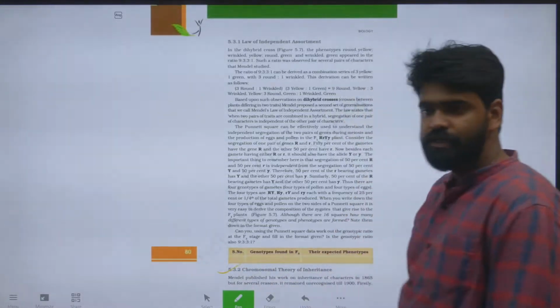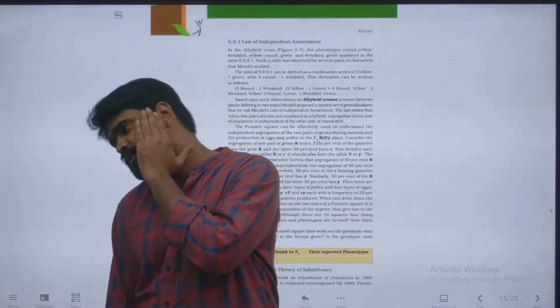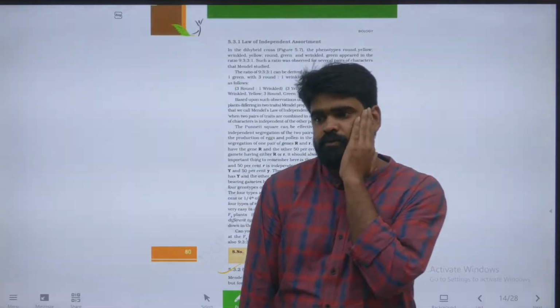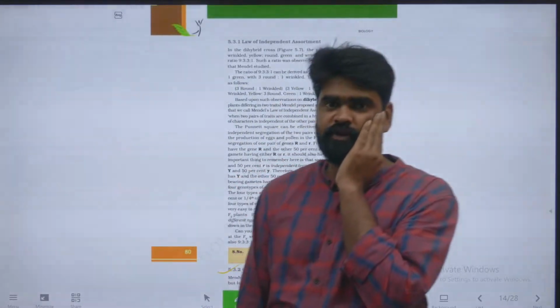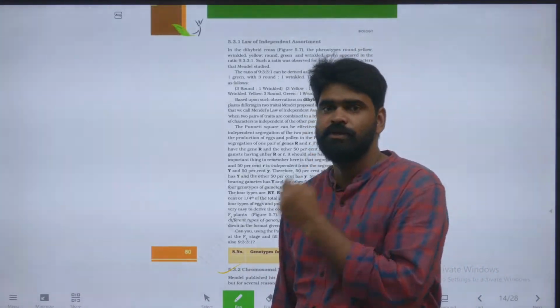Chromosomal theory of inheritance. Who did this hard work of the chromosomal theory of inheritance? In my knowledge, it's Sutton and Boveri.